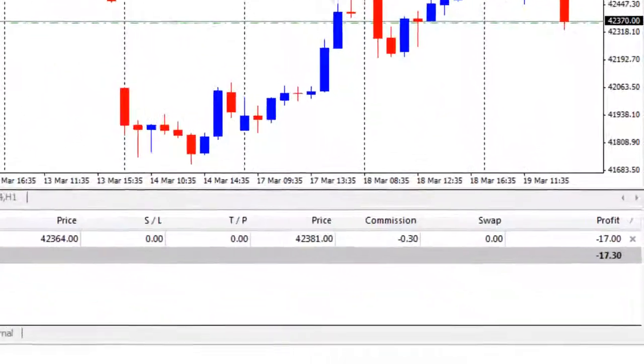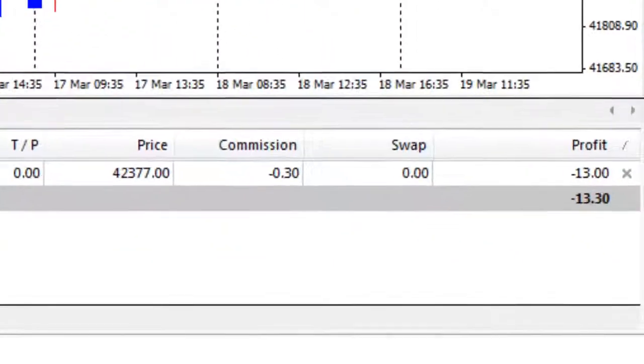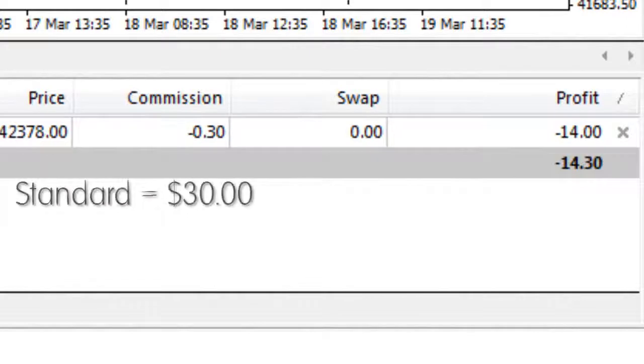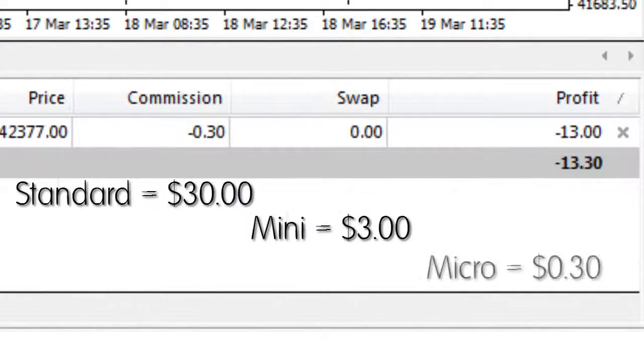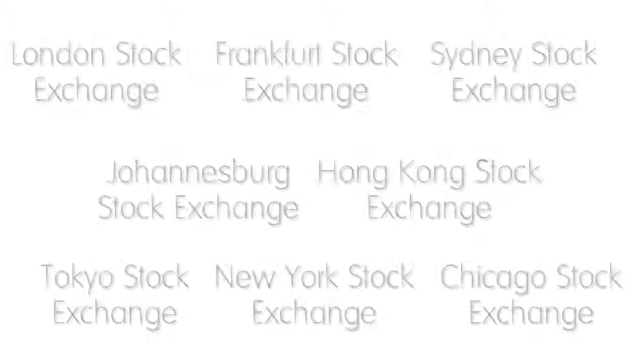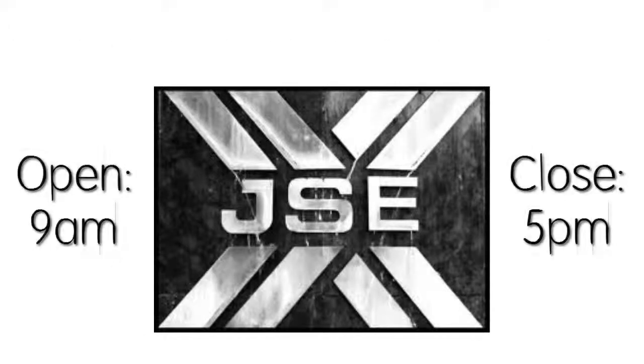Also note that there is a commission on trading all instruments except forex and metals. The commission is fixed at $30 a standard lot, $3 a mini lot, and 30 cents a micro lot. Keep in mind that not all markets are 24-hour markets like forex. Some of the instruments have opening and closing times specific to the stock exchange that they're from. The JSC is open between 9 a.m. and 5 p.m. here in South Africa, and therefore you'll be able to trade the instrument between 9 a.m.